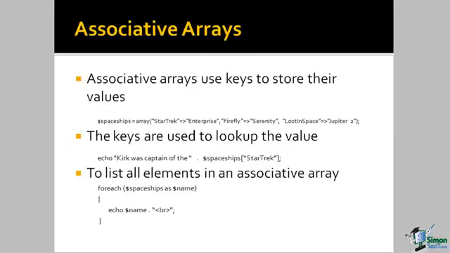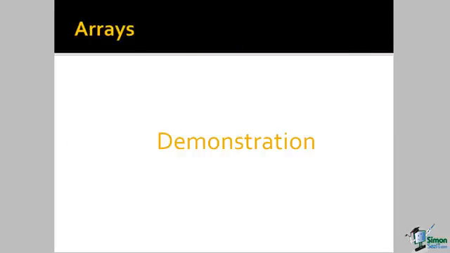television series. And then to list all of the elements in an array, an associative array or an indexed array, we can use the foreach statement. Now we've seen this in the last demonstration. We listed all of the elements of the integer array using a foreach statement. So the foreach statement says, hey, take everything that's in this array individually and call it name. And then, in this example, just echo that name. So let's go look at some code.